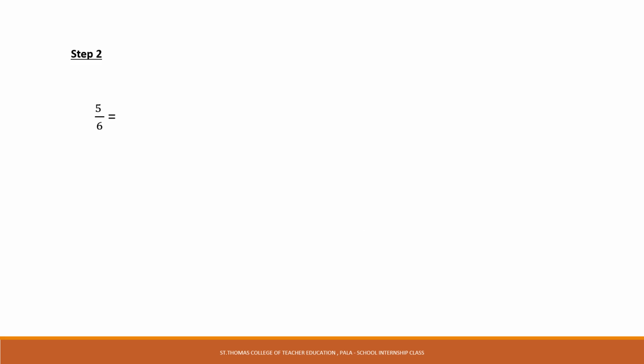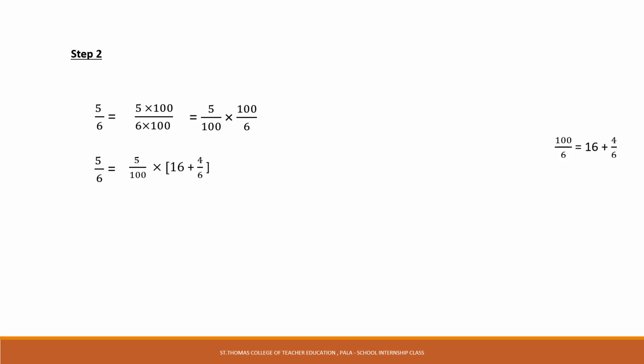Yes, writing 5 by 6 as itself, multiplying both numerator and denominator with 100 and splitting it as, very good, 5 by 100 into 100 by 6. Tell me the next step. Yes, 5 by 6 is equal to 5 by 100 into 16 plus 4 by 6. Why? Correct. 100 by 6 is equal to 16 plus 4 by 6.